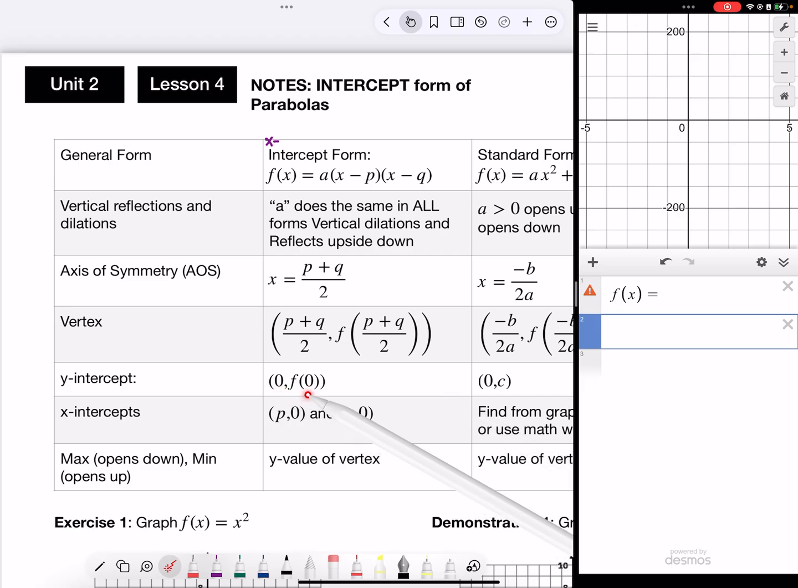Y-intercept, plug in 0 for x, and that will tell you the y value that it crosses at. And I think that's about it. Maximum when it opens down, minimum when it opens up. Look for that y value at the vertex. Okay, so I'll just run through these.